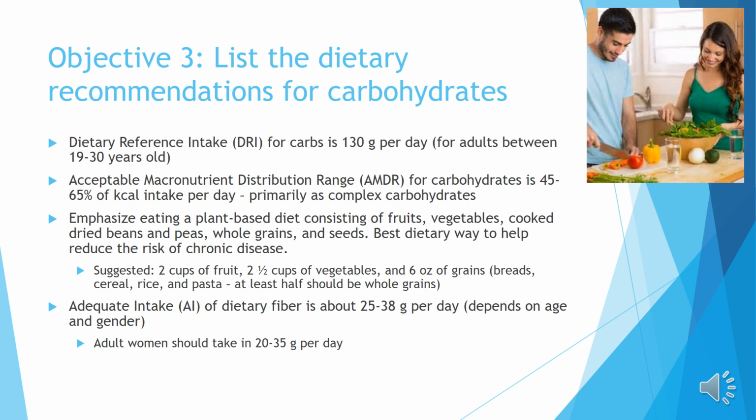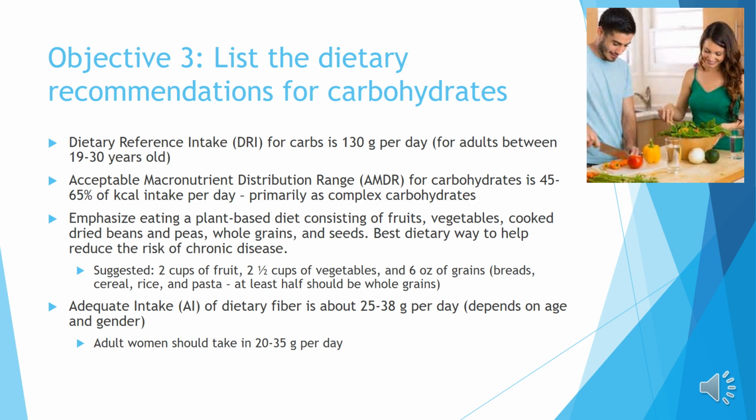Objective 3 for Chapter 4, we're going to list the dietary recommendations for the carbohydrates. So remember back to Unit 1, we talked about the DRI, or the Dietary Reference Intake. Now we're going to apply it to carbs. The DRI for carbs is 130 grams per day, and that's based on an adult between the ages of 19 to 30 years old. The acceptable macronutrient distribution range, or the AMDR, for carbohydrates is between 45 to 65% of your kilocalorie intake per day.